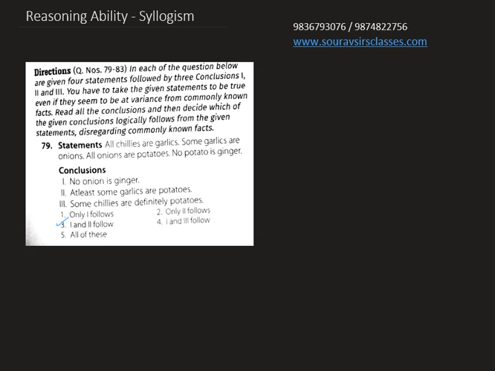In syllogism, in this type of question, we are given some statements followed by some conclusions. The statements may or may not be from real facts. Maybe they are at variance from commonly known facts. But we are to read all the conclusions and then decide which of the given conclusions logically follow from the given statements, regardless of commonly known facts. Okay, so let's start with the question.